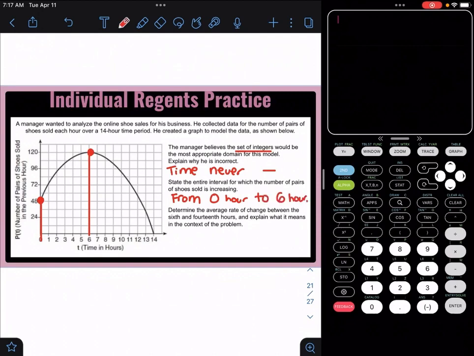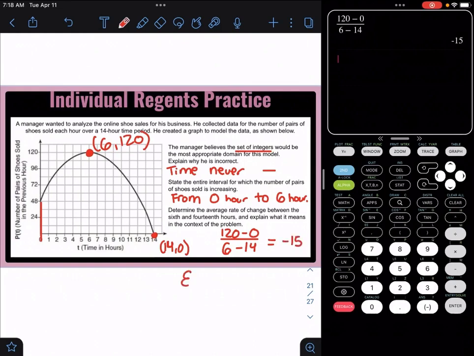All right, determine the average rate of change between the 6th and 14th hour. All right, so this is the 6th hour right here, which is the point (6, 120). And then 14 is right here, which is at (14, 0). So it would be 120 minus 0 over 6 minus 14. And let's type that in the calculator. 120 minus 0 over 6 minus 14 means we decreased at negative 15. So this means every hour sales went down 15.